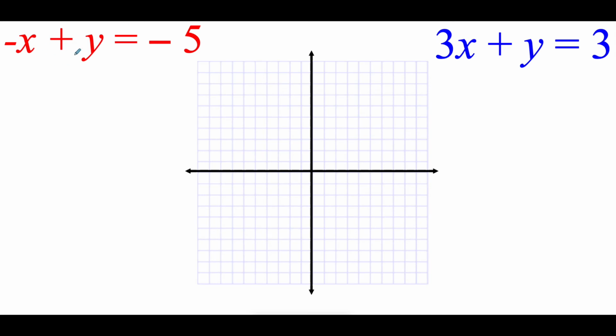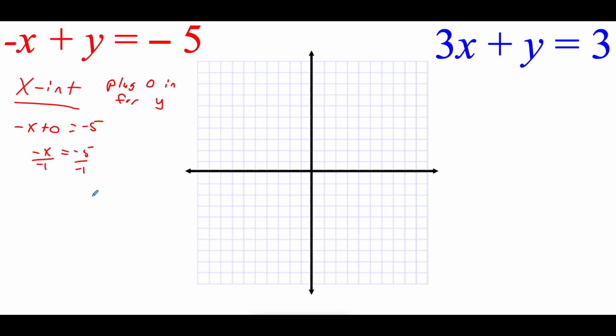So I'm going to start by looking at this one on the left-hand side, where we've got -x plus y equals -5. To find the x-intercept, what we're going to do is plug in 0 for the y value. So when we do that, we're going to get -x plus 0 equals -5. Now when we take -x and add 0 to it, we just get -x. So we get -x equals -5. We want to get x alone, so we want to get rid of that negative that's in front of the x. So what we're going to do is divide everything in here by -1. So that gives us x equals 5.